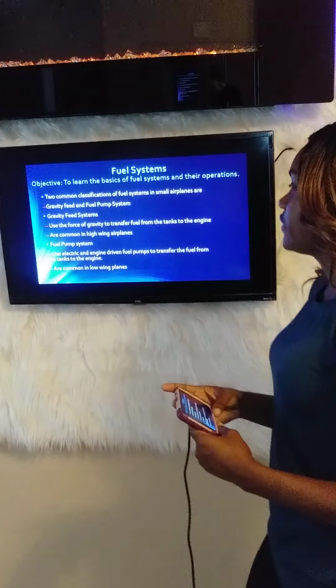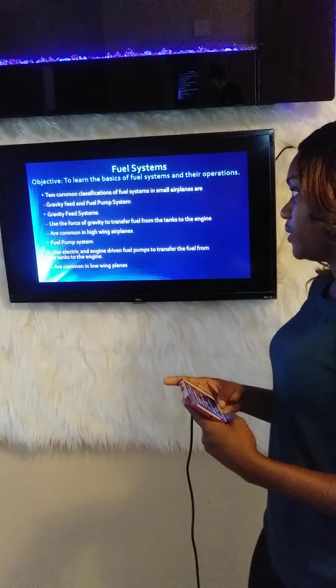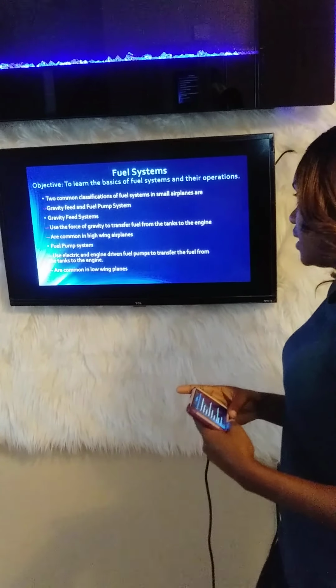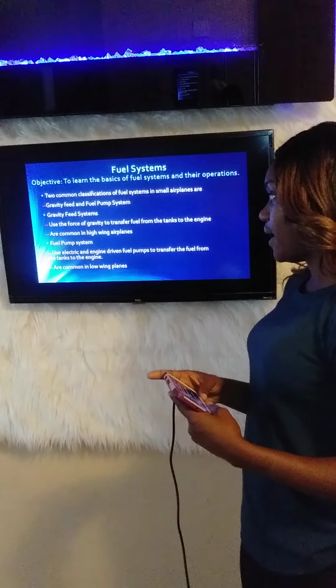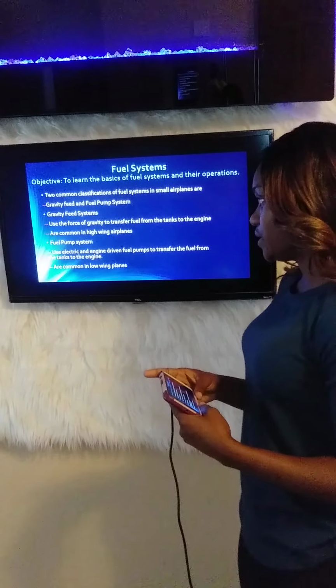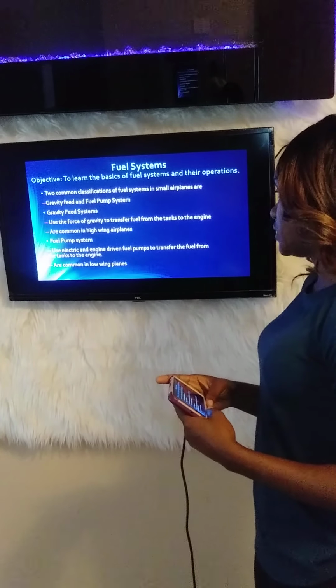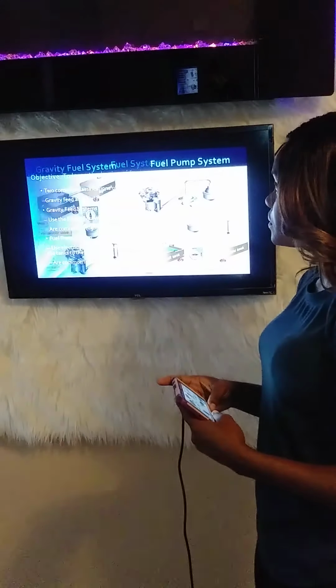The two common classifications of fuel systems in small planes are gravity feed and fuel pump systems. The gravity feed uses gravity to transfer fuel from the tank to the engine and is common in high-wing planes. The fuel pump system uses electric and engine-driven fuel pumps to transfer the fuel from the tank to the engine and is common in low-wing planes.